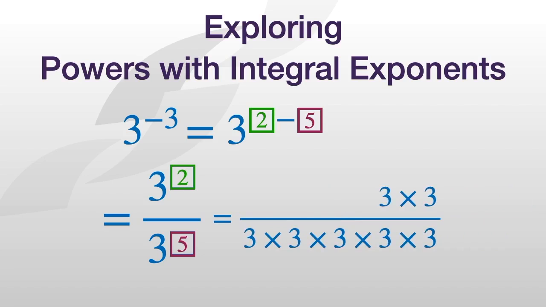And notice that the 3 times 3 in both the numerator and denominator means that those factors are equivalent to multiplying by 1. So our answer is 1 over 3 to the power of 3.